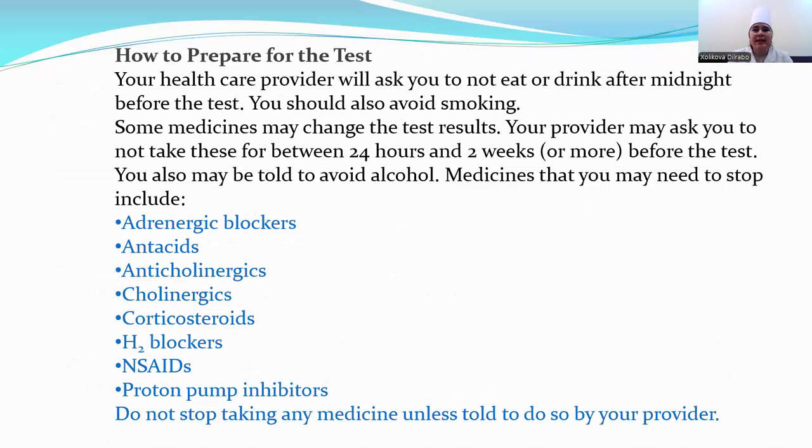How to prepare for the test? Your healthcare provider will ask you not to eat or drink after midnight before the test. You should also avoid smoking. Some medicines may change the test results. Your provider may ask you to not take these for between 24 hours and 2 weeks before the test. You also may be told to avoid alcohol. Medicines that you may need to stop include adrenergic blockers, antacids, anticholinergics, cholinergics, corticosteroids, H2 blockers, non-steroidal anti-inflammatory drugs, proton pump inhibitors.